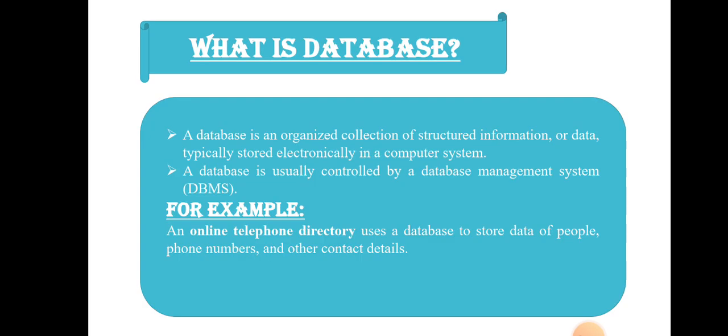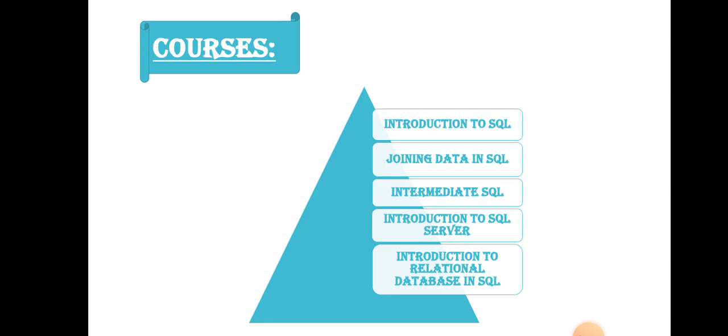Now, what is database? A database is an organized collection of structured information or data typically stored electronically in a computer system. Basically, it is usually controlled by a database management system, DBMS. For example, an online telephone directory which uses a database to store data of people, phone numbers and other contact details.